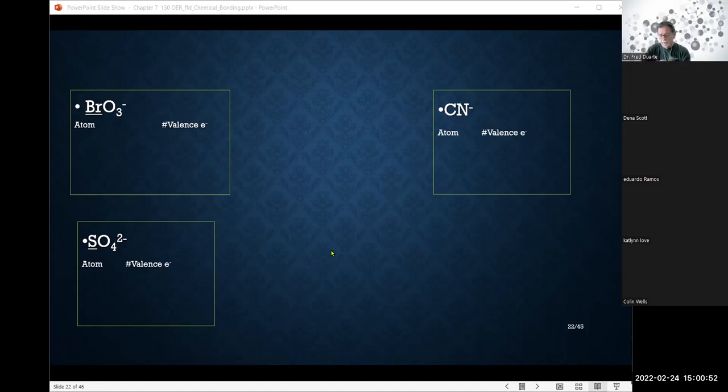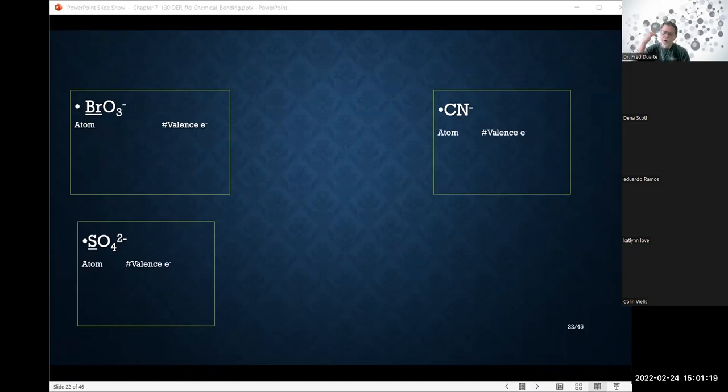Now, the process that we've done for the neutral species, meaning those compounds that had no charge on them, is the same process. The only difference here is that these are ions, and therefore, depending on the ion, you're either going to subtract or add from the total valence electrons that you utilize.